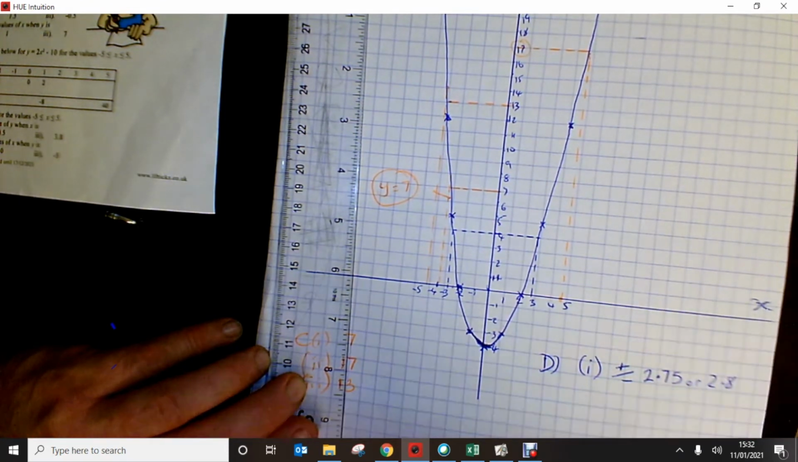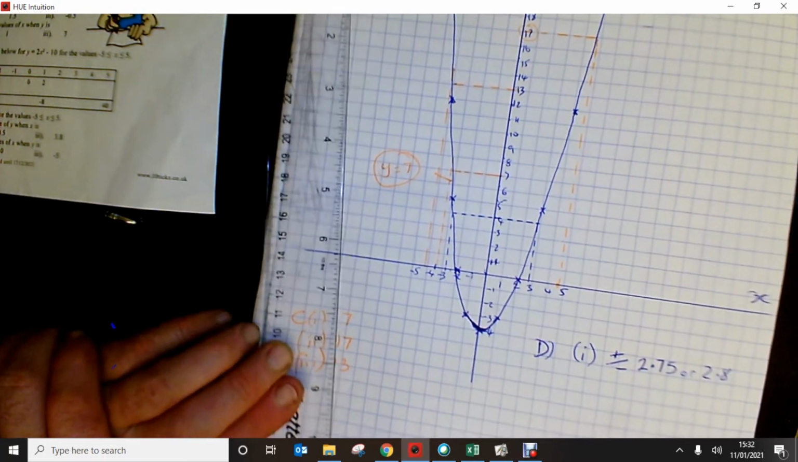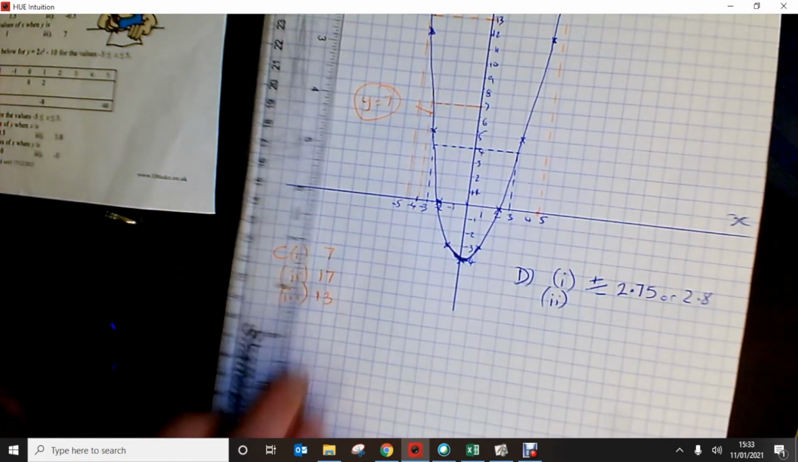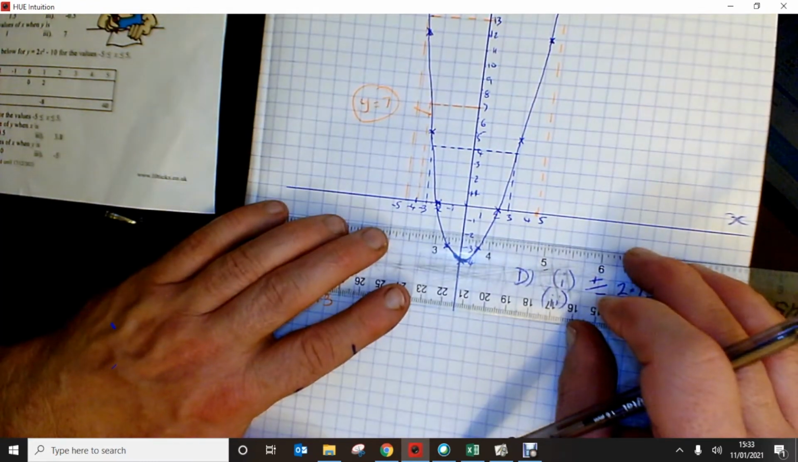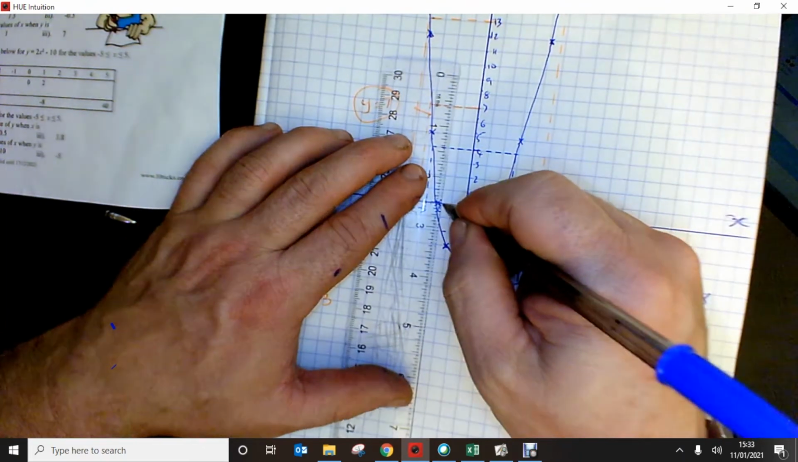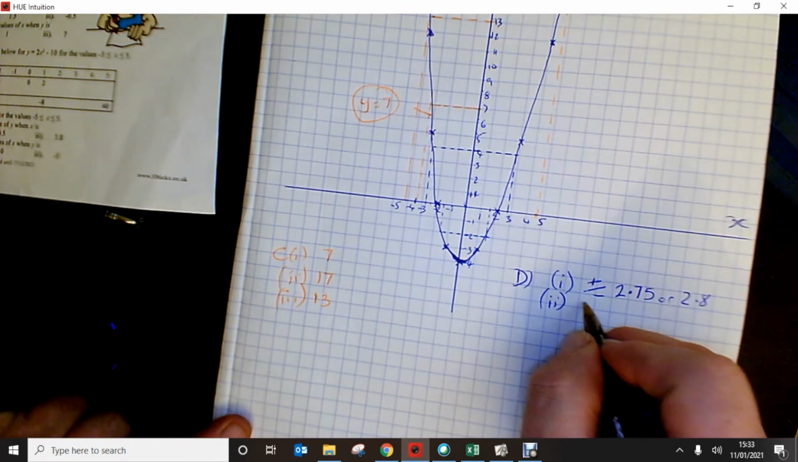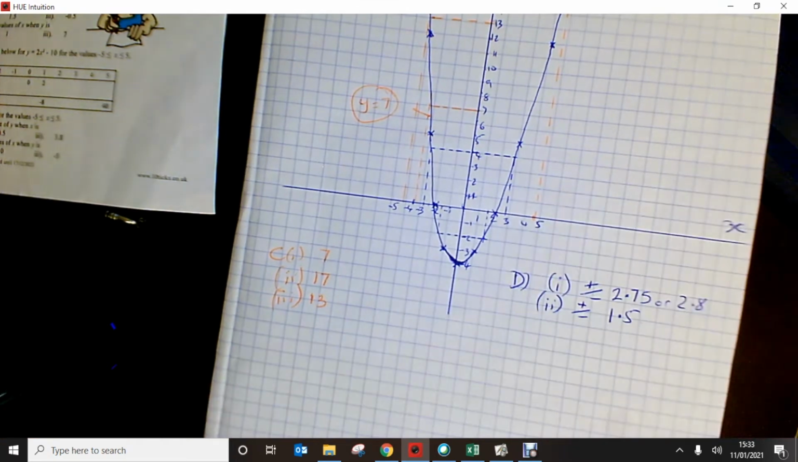So we can see 2.5 would be here, so 2.75 or 2.8. You would get a little bit of leeway in relation to that, so wherever you think that falls, is it 2.75, is it 2.8? D(ii) is, what is the value of x when y equals negative 2? So coming down to negative 2 again down here. Remember it's symmetrical, so these values will be the same, and I think you'd be able to say that these values there would be plus and minus 1.5.